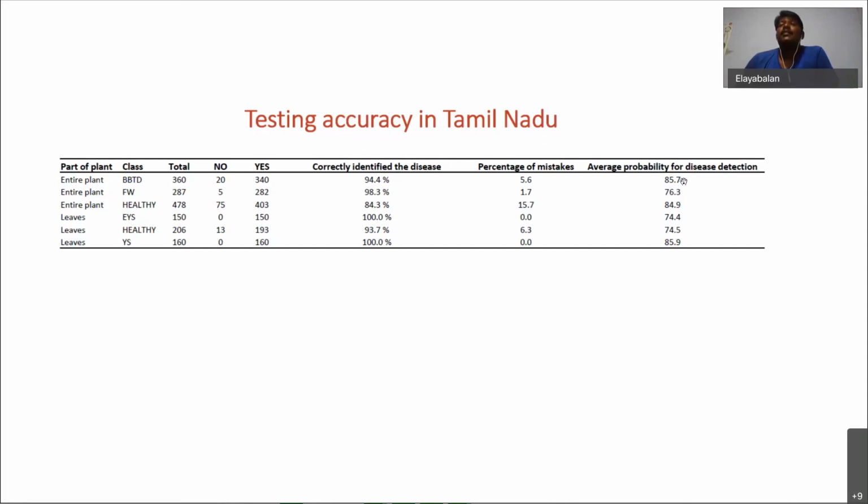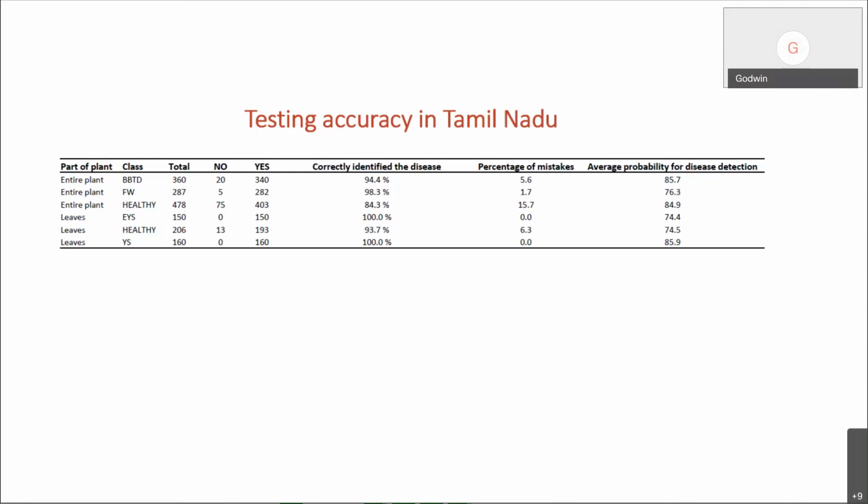This is probability. This is for mistakes. Sometimes the machine will be confused. You know the problem, the black sigatoka and yellow sigatoka. In India, we have yellow sigatoka disease. In Africa, they have black sigatoka disease. Sometimes the machine will confuse them. That's why we are getting 5.6, 1.7, 15.7, the percentage of mistakes. So we are now rectifying that.